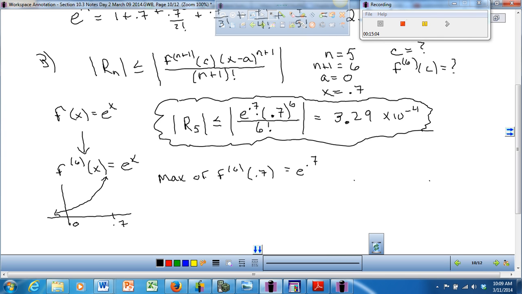I meant maybe off either way. Oh, yes, plus or minus, absolutely. Because this is an absolute value, so it can be plus or minus. The error will be within the range of plus or minus 3.29 times 10 to the negative 4. That's a good question. Would that be your full answer? Yes, this is the maximum error right here.